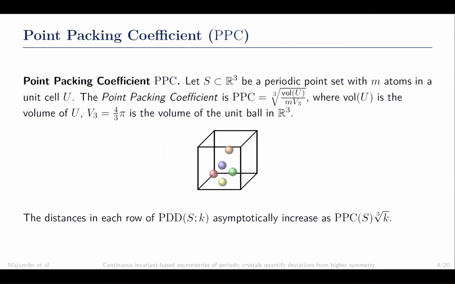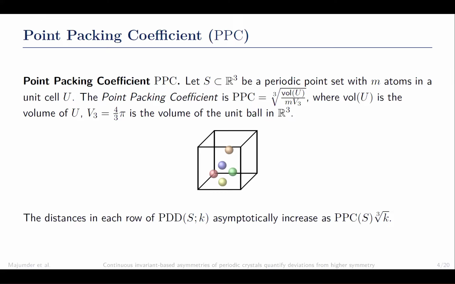The point packing coefficient of a periodic point set in three-dimensional Euclidean space is expressed as the cubic root of the volume of the unit cell over the number of points in the motif multiplied by the volume of the unit ball in R3. PPC is defined as the cubic root of cell volume per atom, where each atom is of 1 angstrom of radius, or can be interpreted as the average radius of balls packed inside the unit cell.